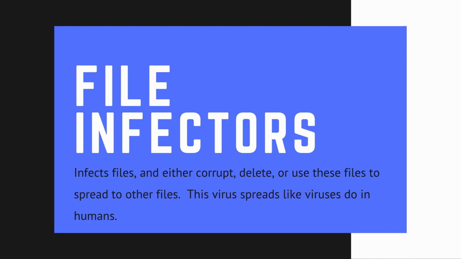The second type of virus is file infectors. Like it sounds, this type of virus works to infect files and either corrupt, delete, or use these files to spread to other files. This virus spreads like viruses do in humans. It attaches to a host, injects the package, and then uses the file to spread to other files, repeating the process. This often has a compounding effect, which will cause the computer to become increasingly slow as it repeats this process until it infects every file on your device.